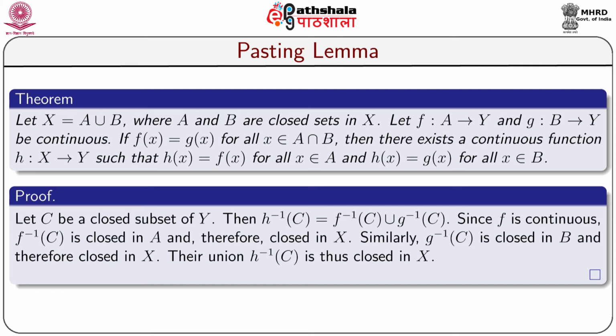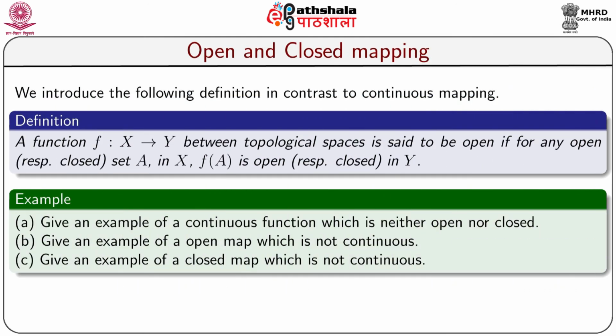Similarly, G inverse C is also closed in B, as we have considered B as a closed subspace of X, and therefore G inverse C is closed in X. So, their union H inverse C is closed also. In contrast to continuous function, let us introduce the notion of open and closed mapping.